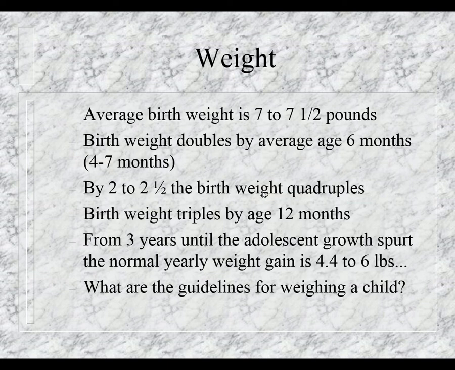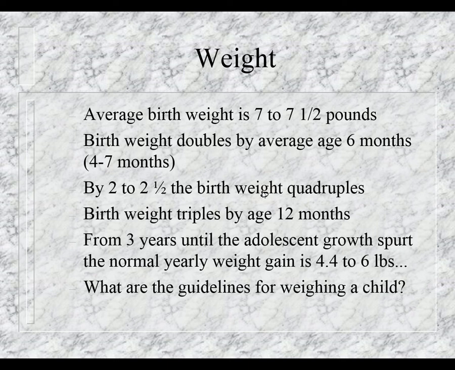Weight: the average birth weight is 7 to 7.5 pounds. And I really think we will see when the new edition of the PEDS book comes out that it goes up a little bit. Birth weight doubles by 6 months, anywhere from 4 to 7, but by 6 months they should really have doubled their birth weight. By 2 to 2.5 years, the birth weight quadruples. Birth weight should triple by age 12 months: doubles at 6, triples at 12.